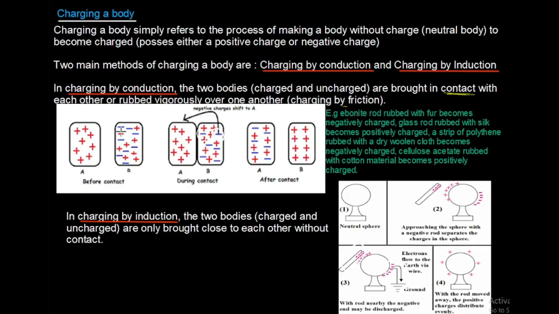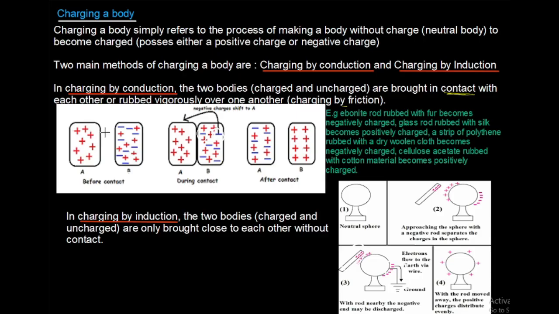Now look at body B. Counting the negative charges, we have 1, 2, 3, 4, 5, 6, 7, 8 negative charges. Now, for the positive charges, we have 1, 2, 3, 4, 5, 6, 7, 8. All right, the same 8 positive charges. That's to say the number of negative charges and the number of positive charges are the same. So this is neutral. This is how we identify a neutral body. So body B is neutral, and body A is positively charged because it has excess positive charges.